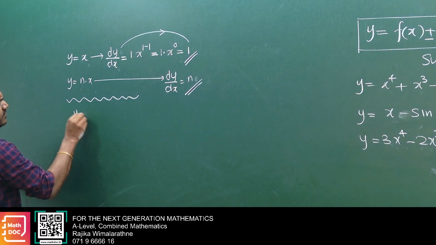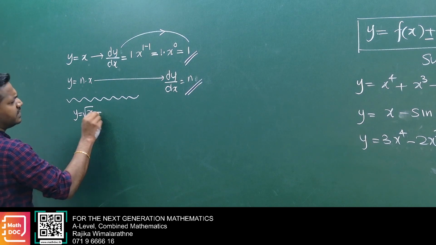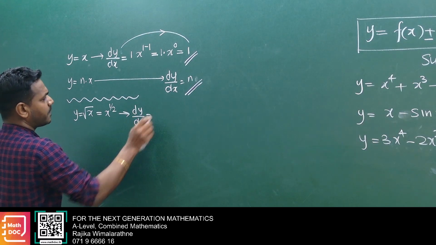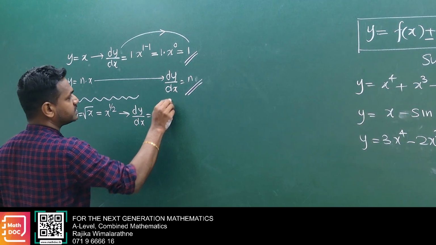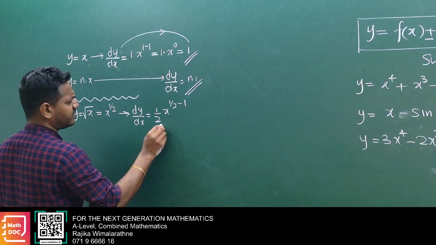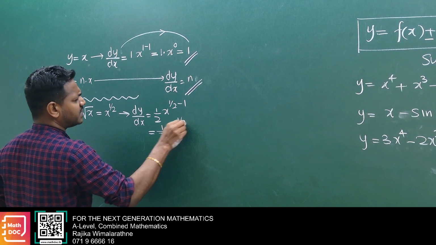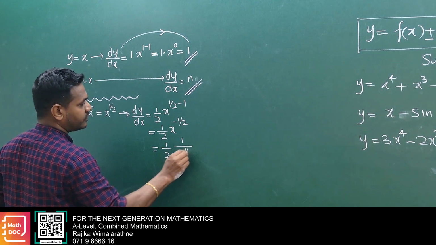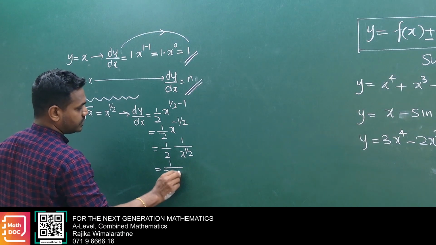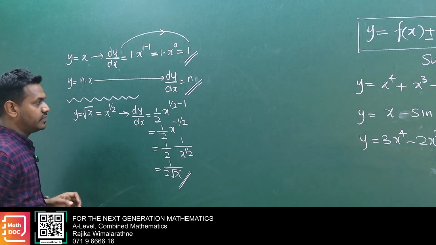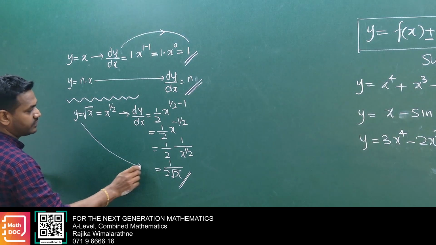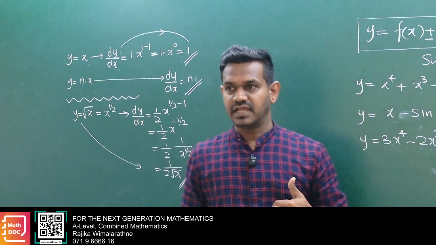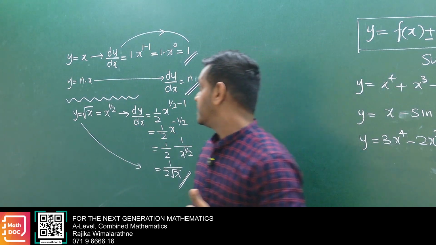Then y equal root x. Here it is x to the power half. Then dy by dx is n times x to the power n minus 1, so half times x to the power half minus 1. Simplify: x to the power minus half. You take that one downstairs, x to the power half. Then finally 1 over 2 root x. So you better remember that the derivative of root x is 1 over 2 root x. Likewise, you better remember. Okay. Then there's another one.